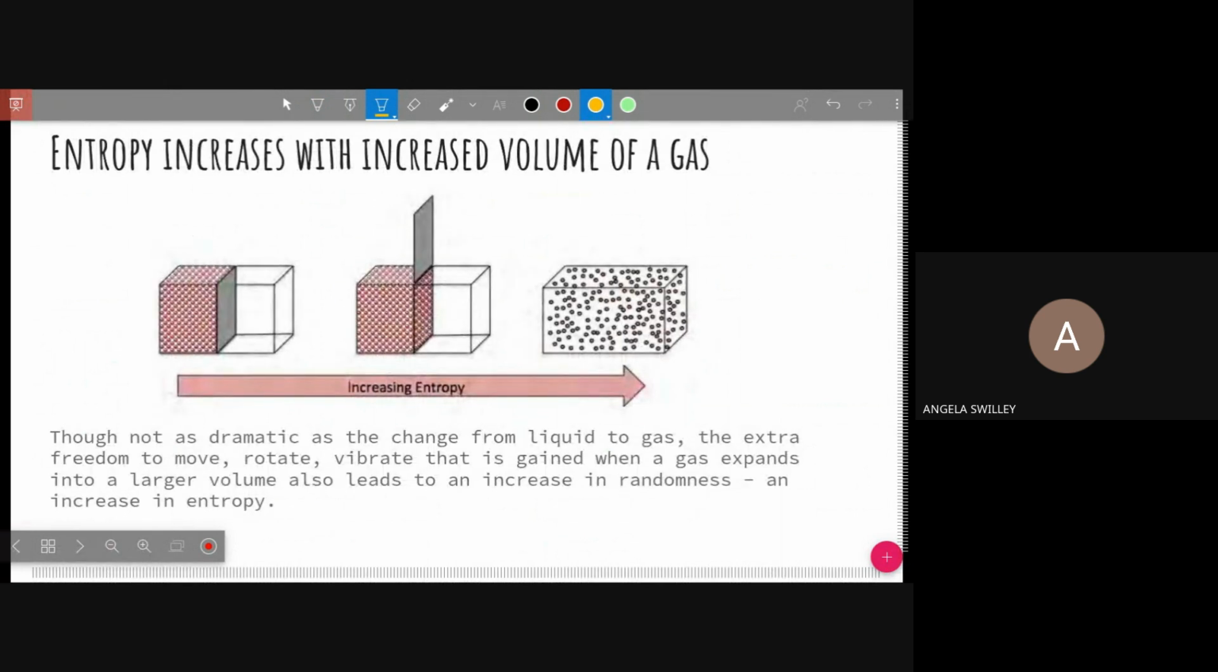Entropy increases with increased volume of a gas. Though not as dramatic as the change from a liquid to a gas, the extra freedom to move, rotate, and vibrate that is gained when a gas is able to expand into a larger volume leads to more randomness. You can see that. The more space it has, the more random the particles are going to be, and that's going to increase your entropy.